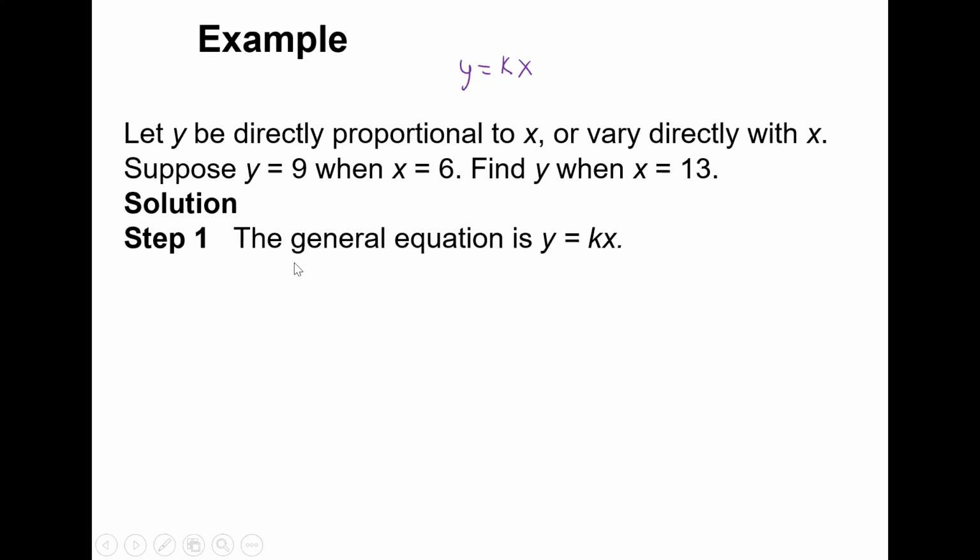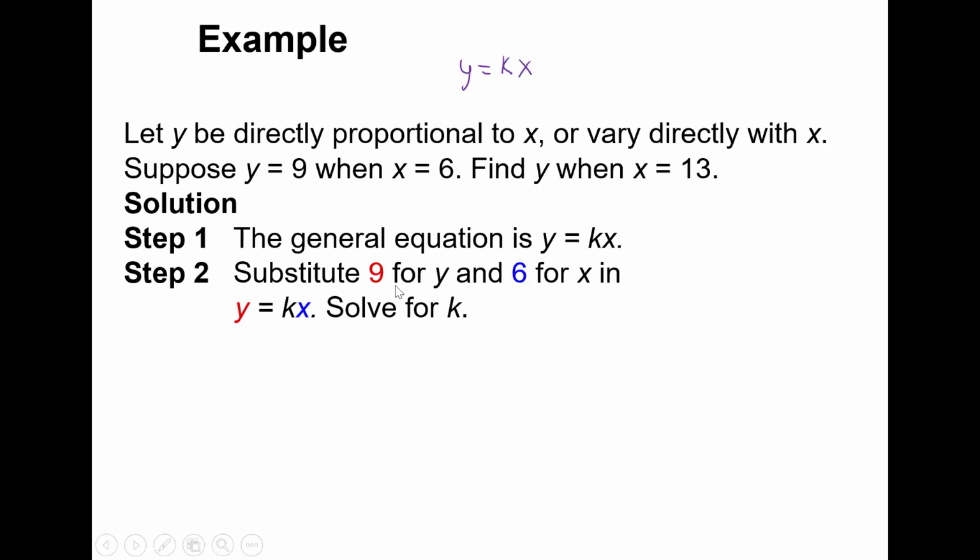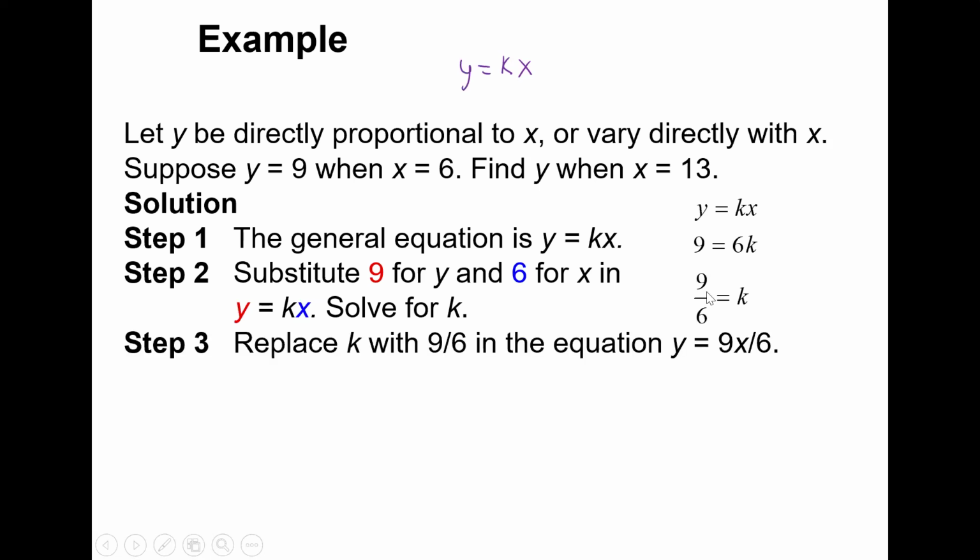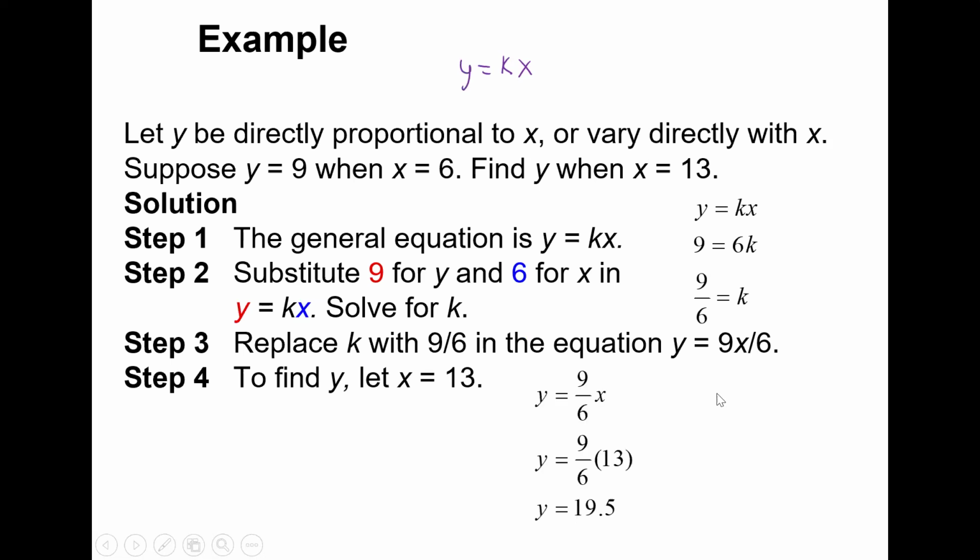So again, our general rule, which I wrote up here, is this. Step two, we're going to substitute 9 for y and 6 for x because they give it to us. And then we can solve for k. So we plug in those and we end up getting k is equal to 9 over 6 or 3 over 2, depending on how you want to look at it. Okay, so we're going to replace that into the equation, and so y equals 9x over 6. And now we want to find y when x is 13. So we plug in 13 for x.